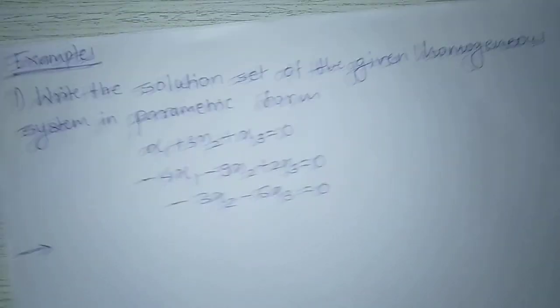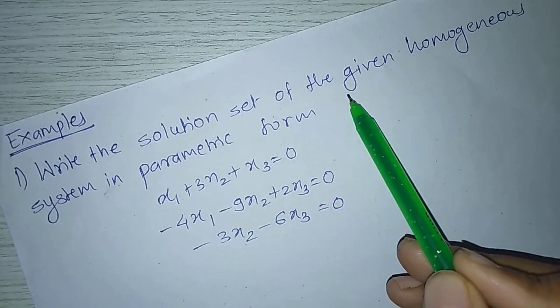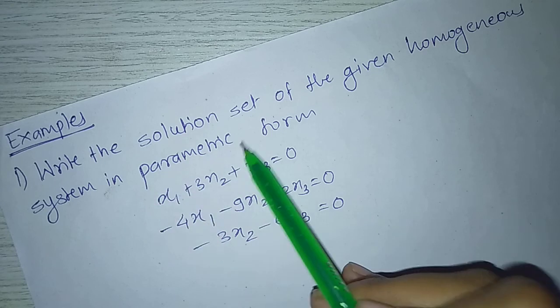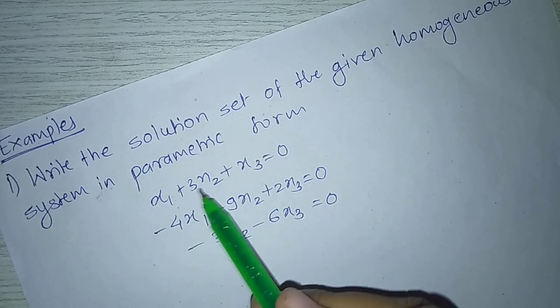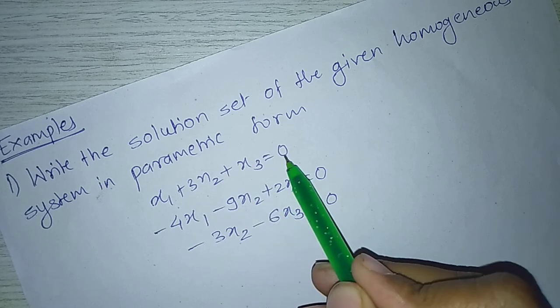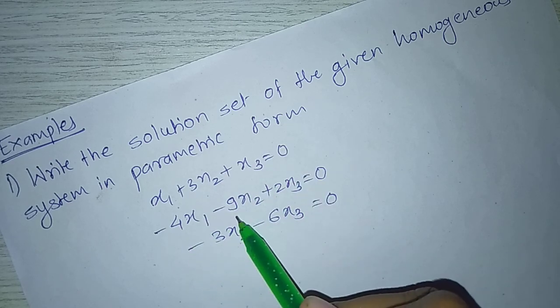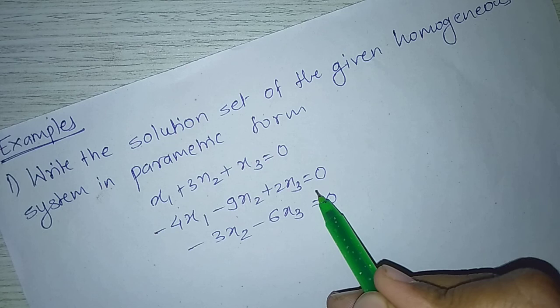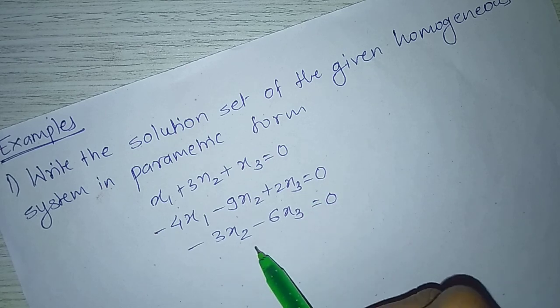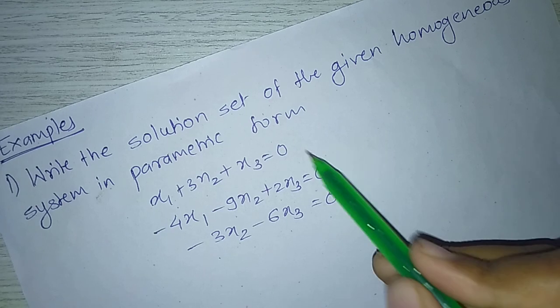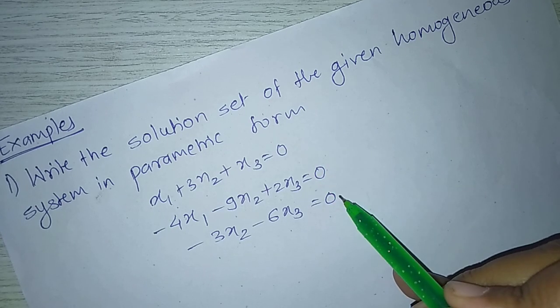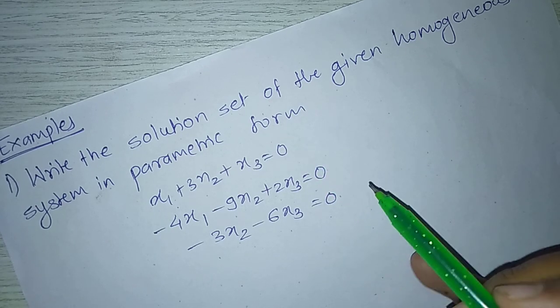Next example, write the solution set of the given homogeneous system in parametric form. The given system is x1 plus 3x2 plus x3 equal to 0, minus 4x1 minus 9x2 plus 2x3 equal to 0, minus 3x2 minus 6x3 equal to 0. On the right-hand side, the constant values are all 0, so the given system is homogeneous.